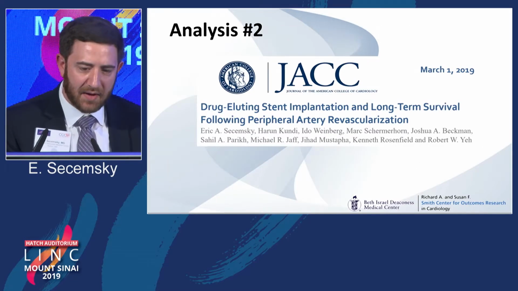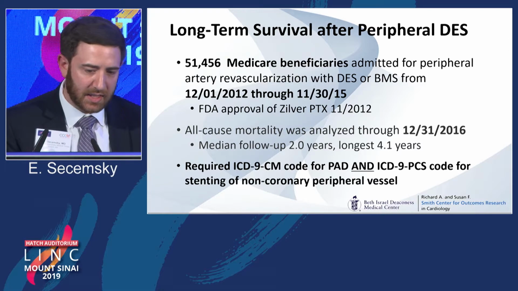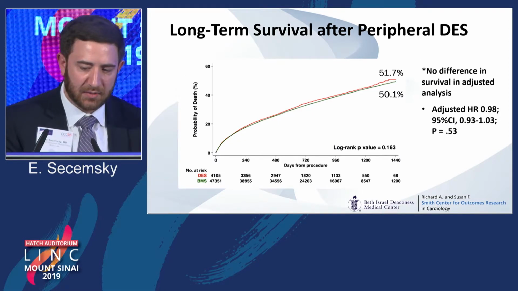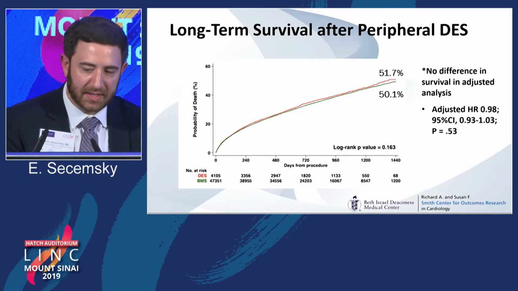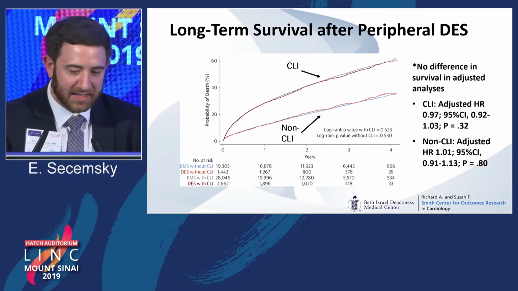Again, we did that in a longer period of follow-up for just stents: 50,000 patients, as Sahil showed earlier. Again, no difference in mortality at 1,440 days. It didn't matter if we adjusted or didn't adjust, we saw no difference in survival risk. And again, separating by CLI and non-CLI, you see these survival curves are overlapping.